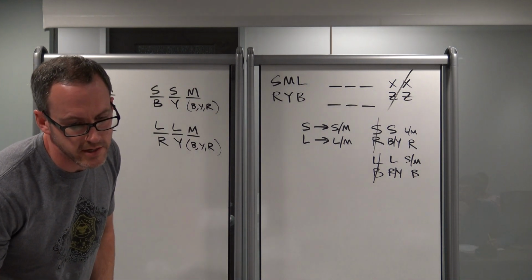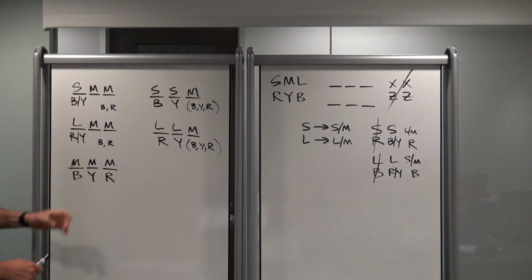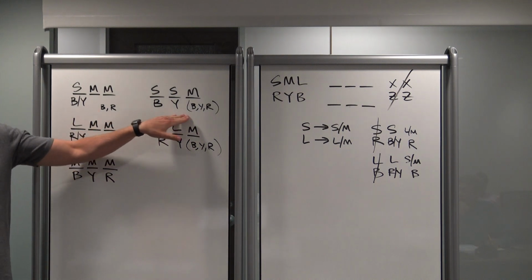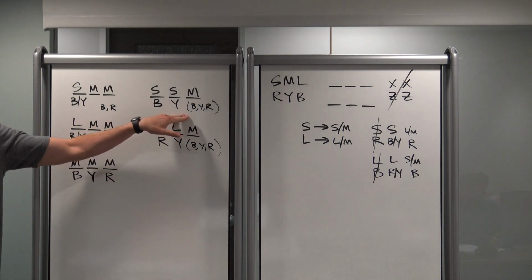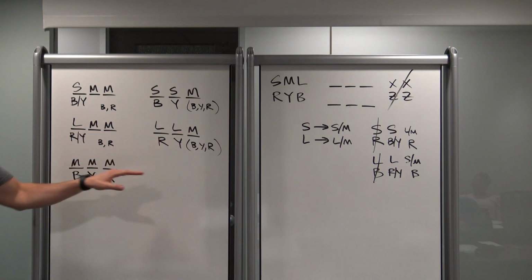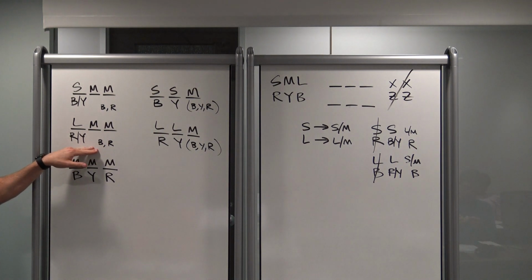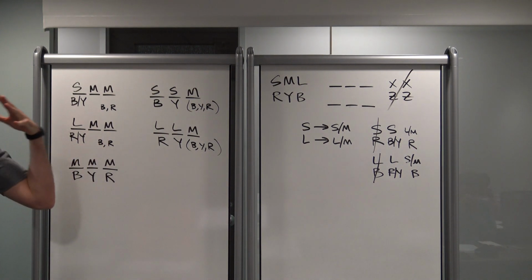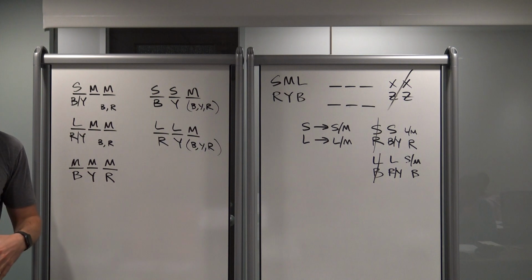Casey buys either a medium red or a medium blue. Here buys both. Here buys one of them, right? Because it can't be a yellow. Here buys one of them because it can't be a yellow, and here buys both. So no matter what, you have to have a medium red or a medium blue.